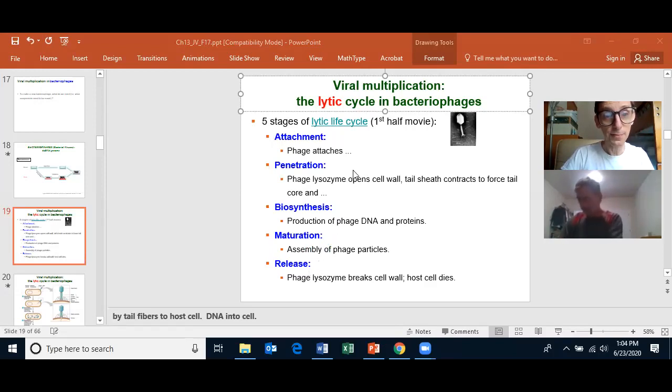In attachment, the phage attaches to the host cell that the virus replicates in, and that's generally only one species of bacteria for most lytic viruses. The phage, when I say phage, I mean bacteriophage, sorry. The bacteriophage then penetrates the host cell, and it actually secretes lysozyme.